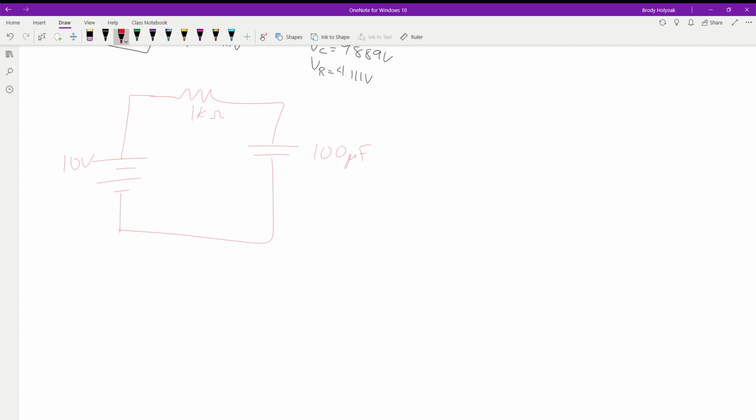Okay? What is my tau? So 1/10 of a second. Fully charged is how long? So half a second. So these are going to be going really quick.